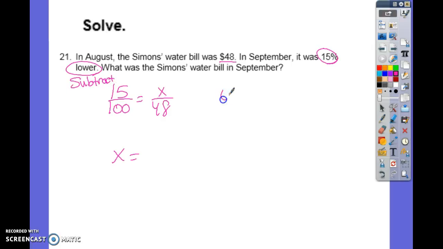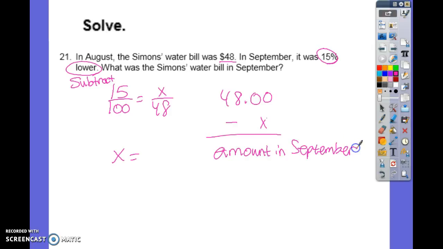So we will take the $48 that their water bill was in August. We will subtract whatever the 15% amount was, that it is lower, and then we will get the total of their water bill amount for September. So you need to finish that one.